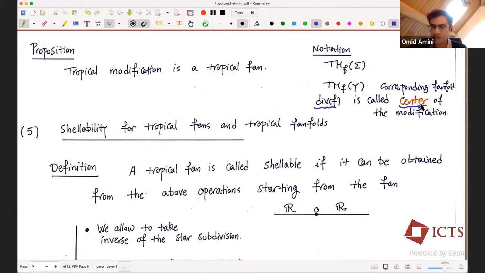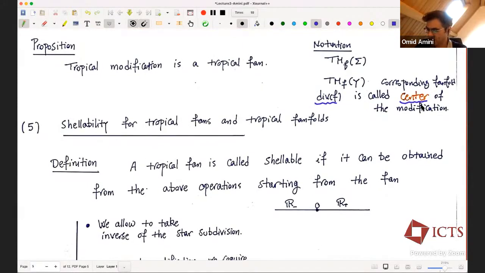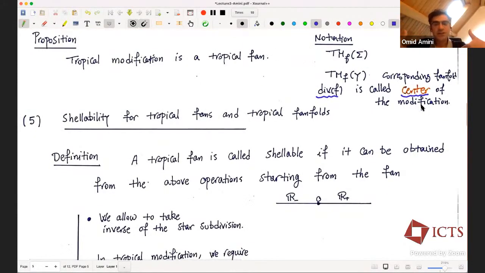Okay, so I introduced a set of basic properties which allow you to produce new tropical fans out of previous tropical fans. To summarize, these were multiplication, products, taking a star subdivision, and doing the tropical modification, assuming that you have a function which is defined on the fan. And using these operations, you can start with some basic fans and produce a lot of tropical fans.